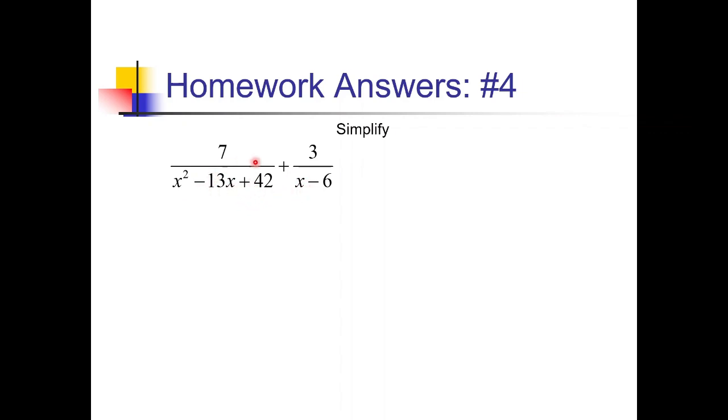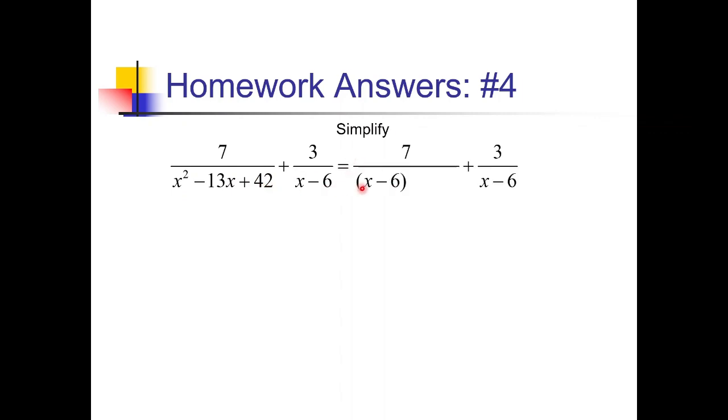So two things that multiply to 42 and add up to -13. Let me think here. 1 and 42 is no good. 2 and 21 doesn't work. 3 and 14 is not going to do it. 4 doesn't go into that. How about 6 and 7? Well, if they're both negative, that works.